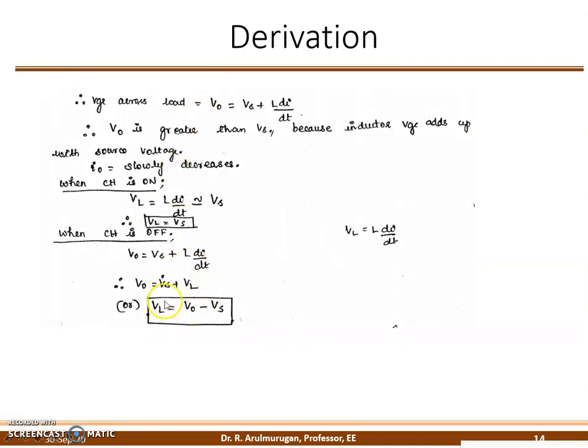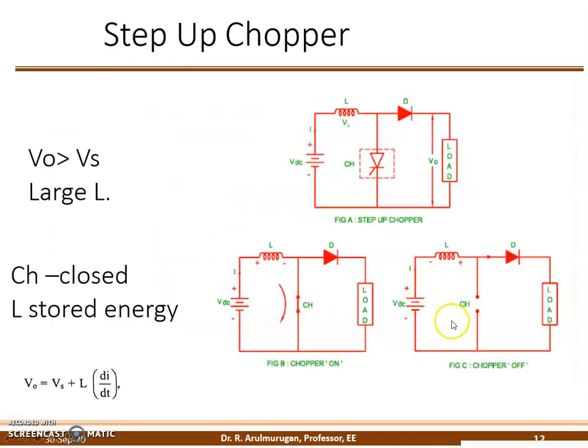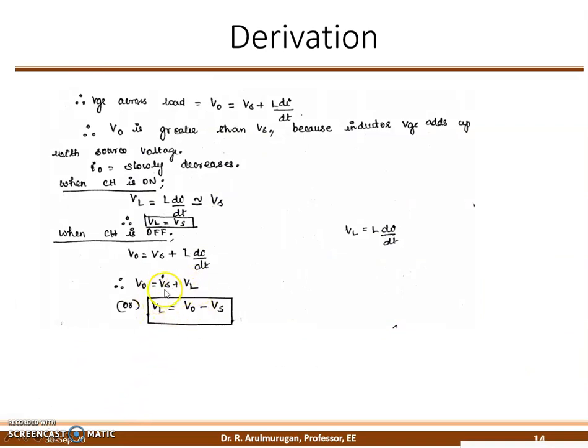What is the equation? In the mode 2 condition, what is mode 2? The switch is off, yes or no? The switch is off in the mode 2 condition. So during this condition, what about the output voltage? Output voltage is equal to input voltage plus inductance voltage. So Vs plus VL is what I have written. If you want VL only, you write V0 minus Vs.